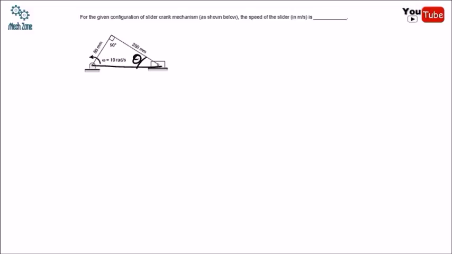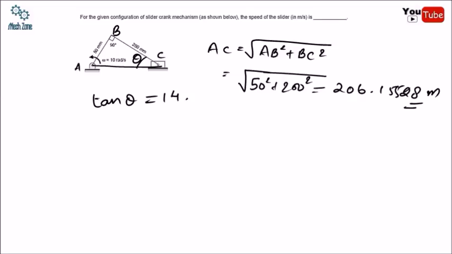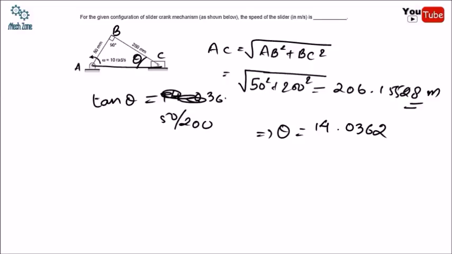So let us try to find out the angle theta and name this point A, and this is C. By applying the Pythagoras theorem, AC can be calculated as under root of AB square plus BC square. So it would be under root 50 square plus 200 square, which is 206.15528 meter. Okay, so tan theta would be 50 upon 200. So from here theta is coming out to be 14.0362 degrees.